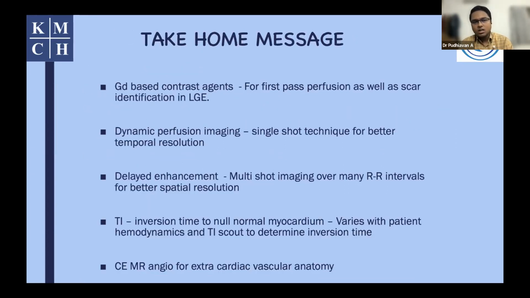To conclude, gadolinium-based contrast agents are mainly used for first pass perfusion as well as for scar identification in late gadolinium enhancement. For dynamic perfusion imaging, or myocardial perfusion, we use a single shot technique for better temporal resolution, with a slight compromise on the spatial resolution, whereas delayed enhancement is not a time-sensitive phenomenon.